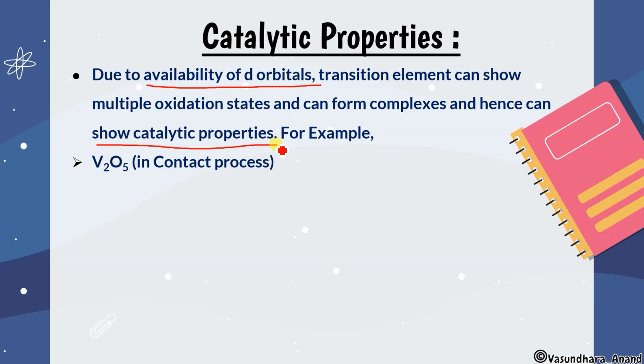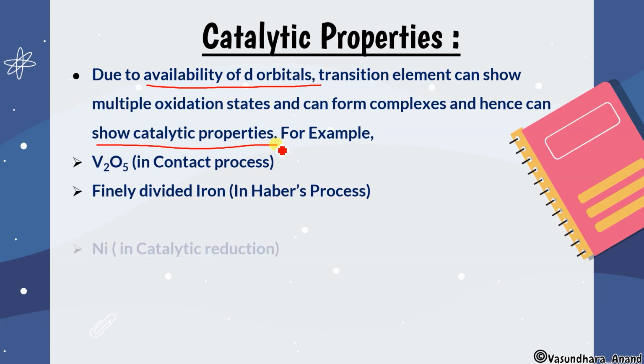Example, V2O5 in the contact process. The contact process is used to prepare H2SO4, sulfuric acid, on a large scale at the industrial stage. There V2O5 is used as a catalyst, which is made up of vanadium, and vanadium is a transition element. Finely divided iron is used in the Haber process. The Haber process is used for formation of ammonia, and there we use Fe in presence of molybdenum. So both are transition elements.